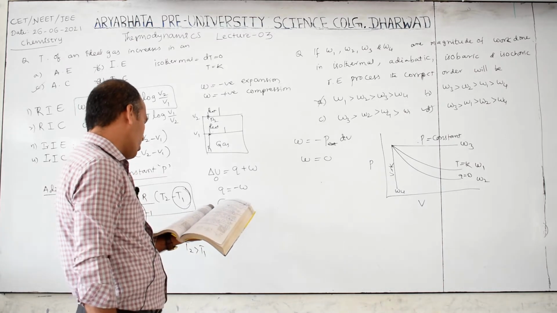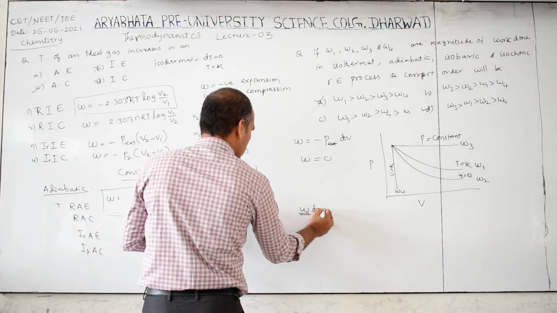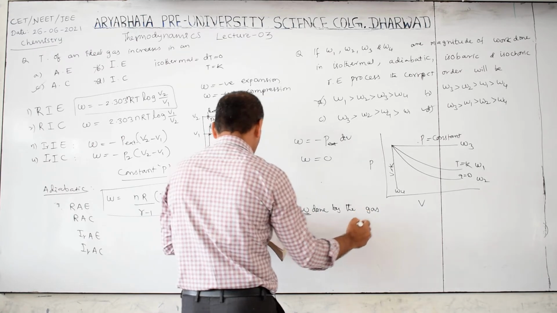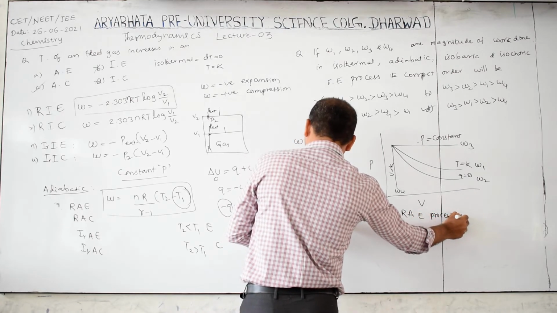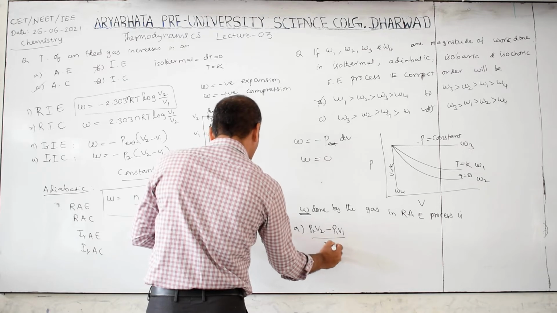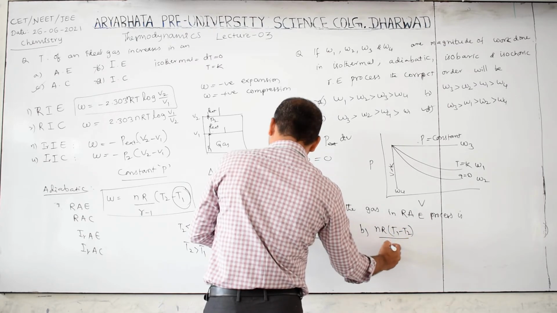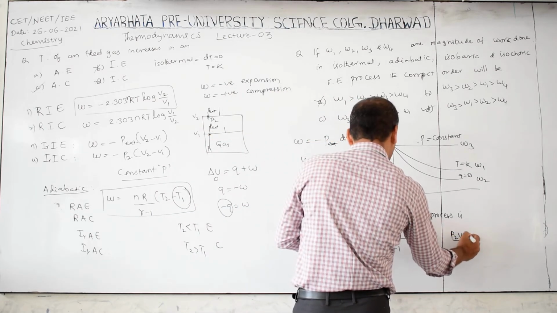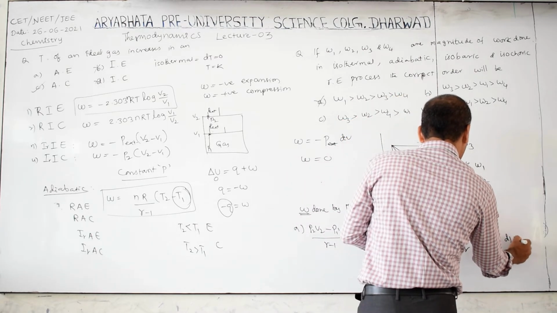Next question: the work done by the gas in a reversible adiabatic expansion process is: option A, P2V2 minus P1V1 by gamma minus 1; option B, nR(T1 minus T2) by gamma minus 1; option C, P2V2 minus P1V1 by gamma; and D is none.